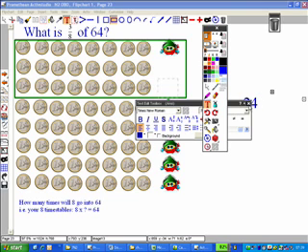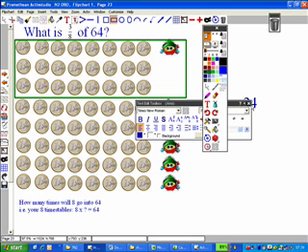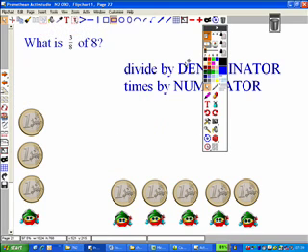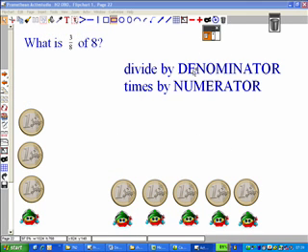And that's how you do fractions of amounts. You can think of it visually every time, or you can just say to yourself, all I have to do is divide by the denominator and times by the numerator. Divide by denominator and times by the numerator.